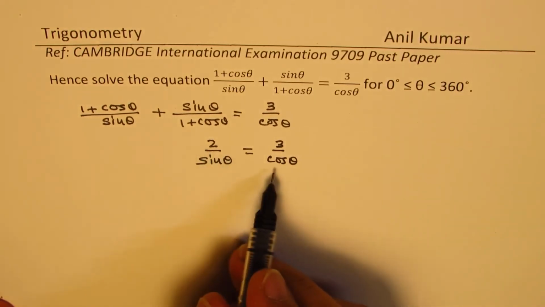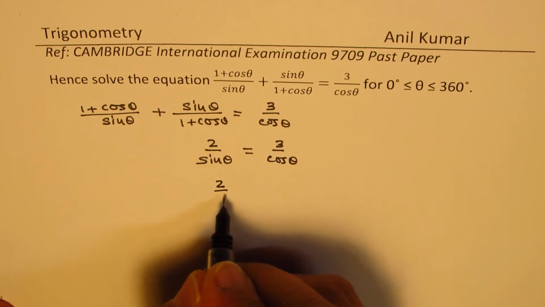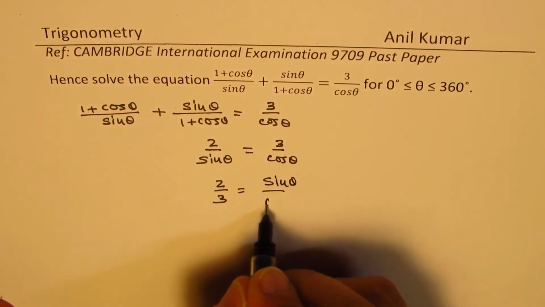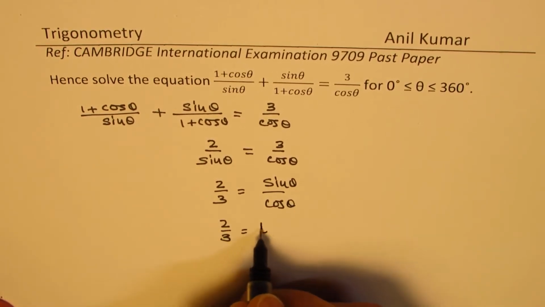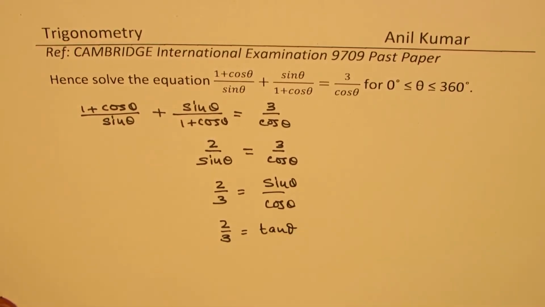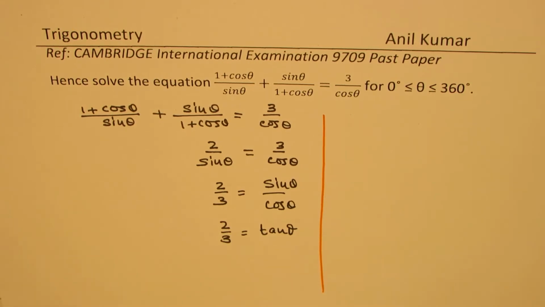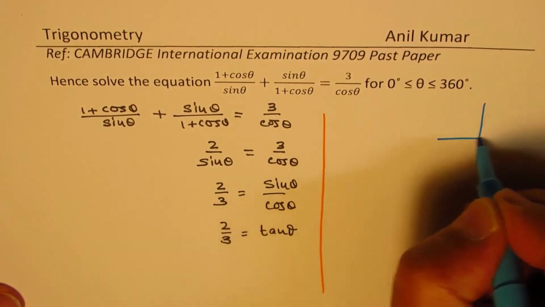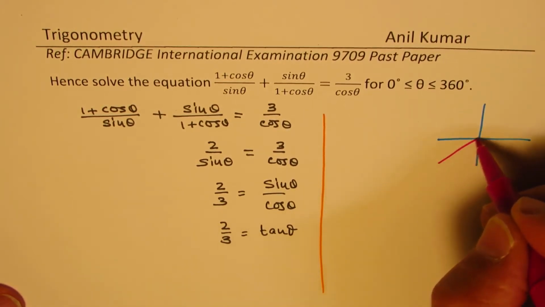Now you can cross multiply. So basically the numbers you can bring together, so you get 2 over 3 equals sine theta over cos theta, or you can say 2 over 3 is equal to tan theta, correct? Now that should help you to find the answer. We're looking for solutions where theta is between 0 and 360 degrees, right? So in 0 to 360 degrees, tan is positive in these quadrants, right?